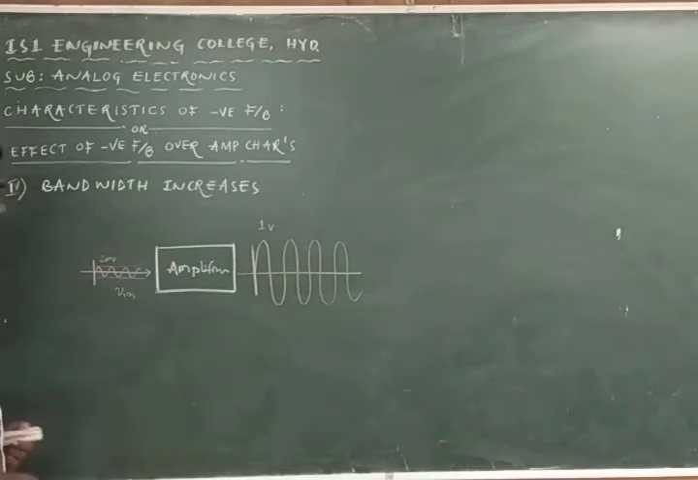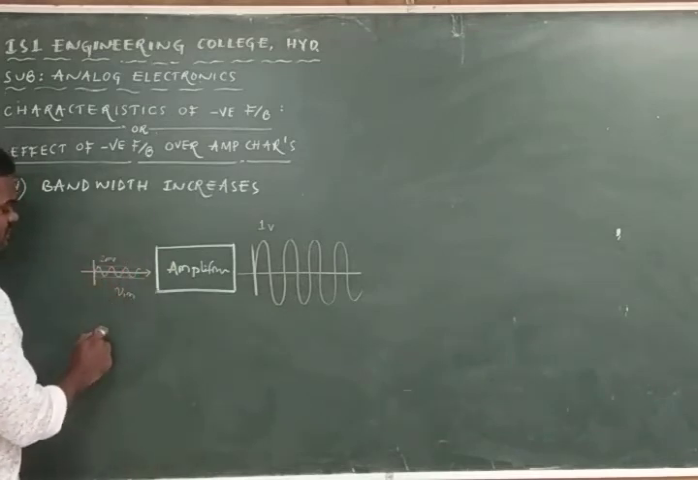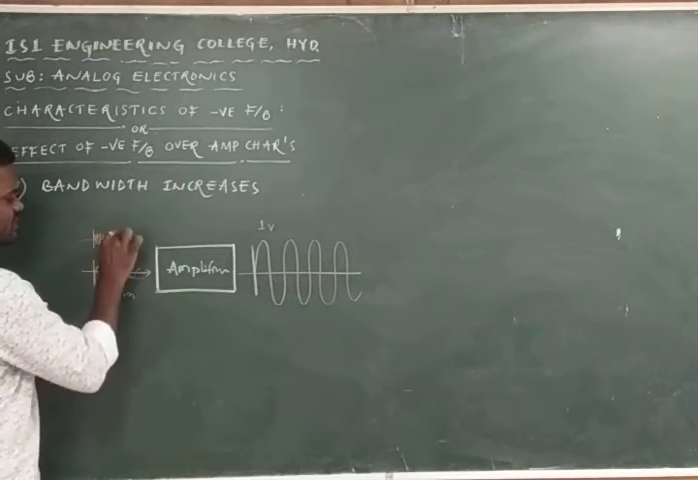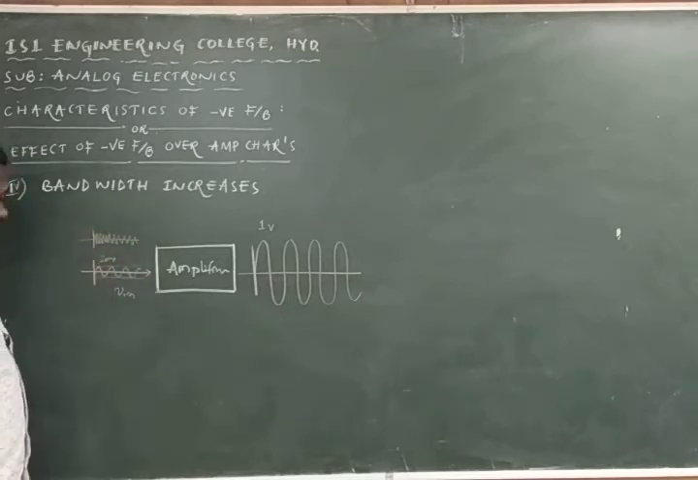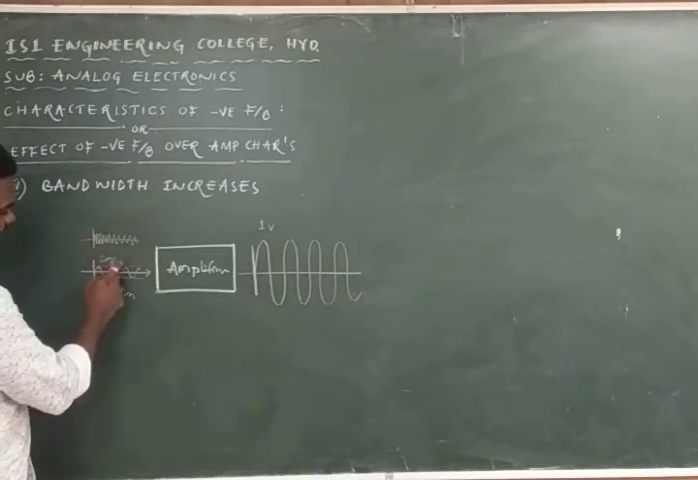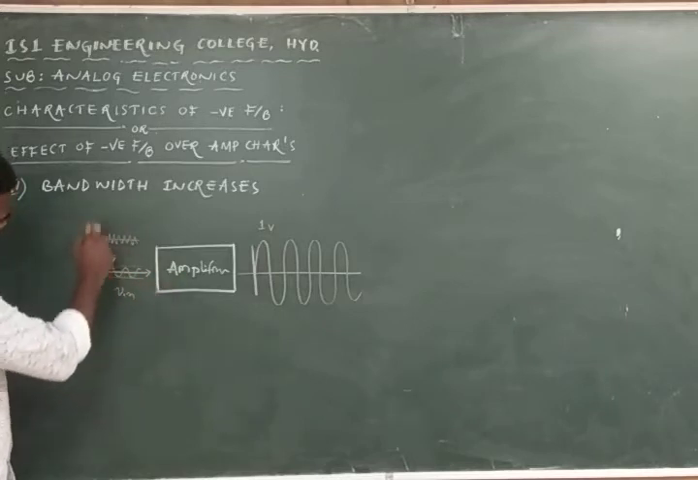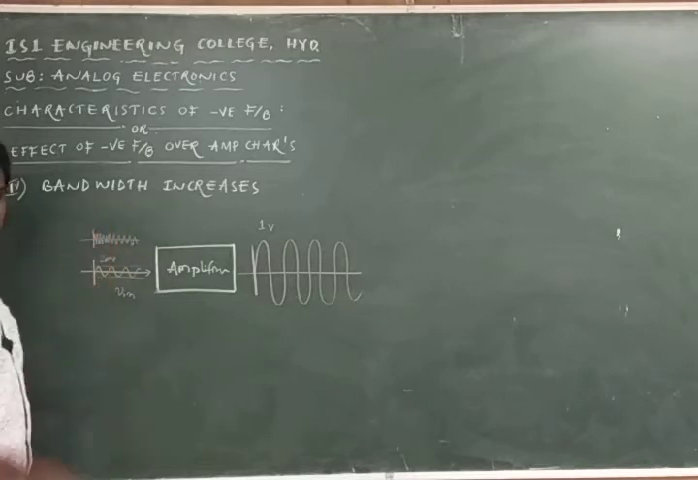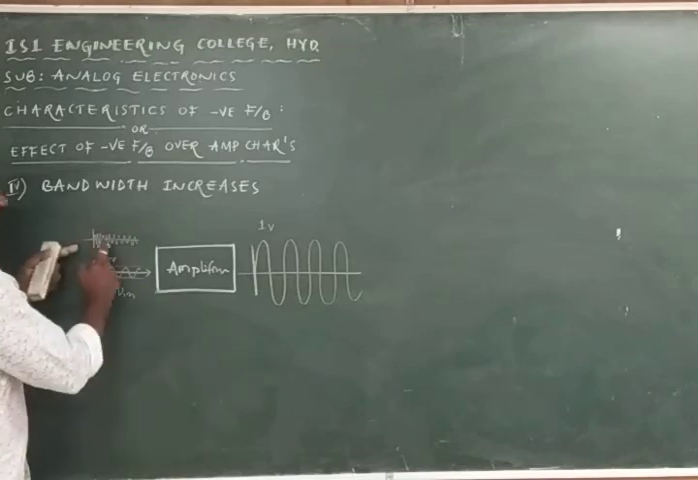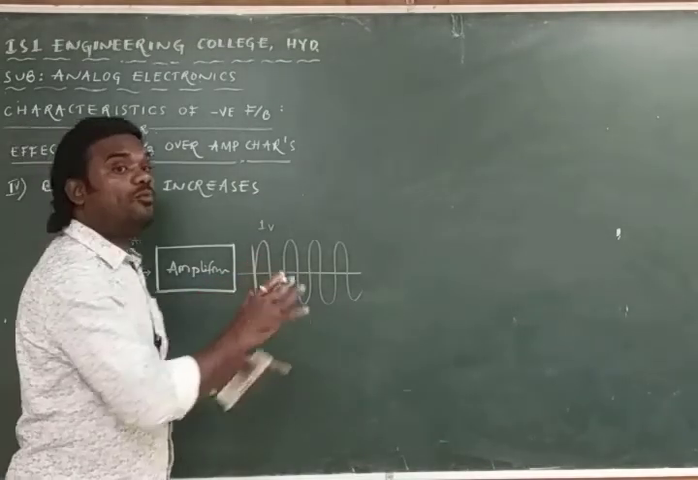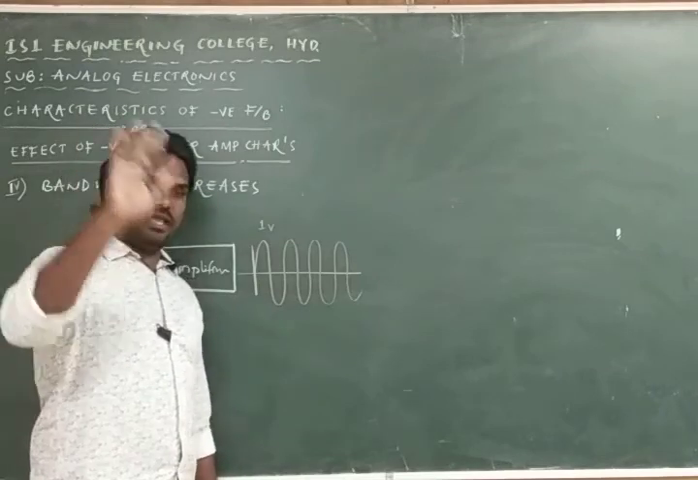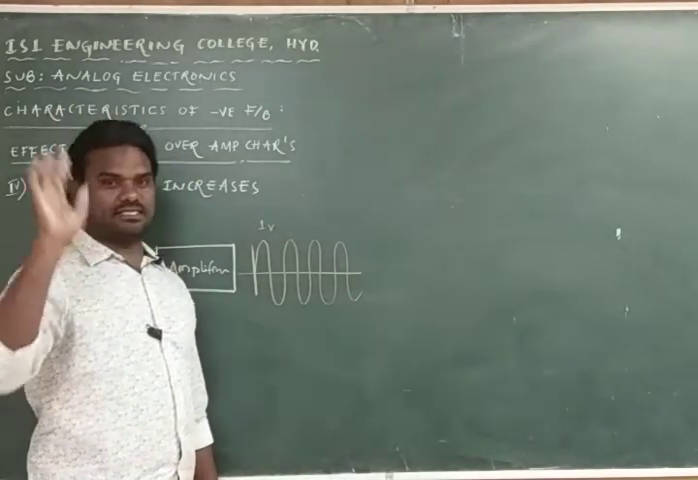Now I am changing the frequency of the signal. Frequency is nothing but making more oscillations in 1 second. Earlier the number of cycles in 1 second was less, but now the number of cycles is more in 1 second. That means I have increased the frequency. If I increase the frequency, then the output also varies. That may increase or that may decrease.